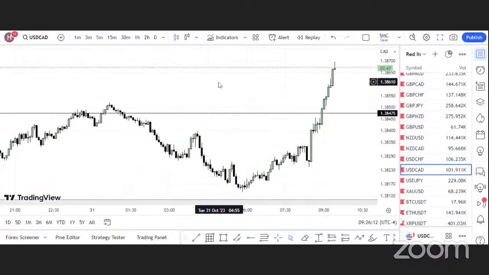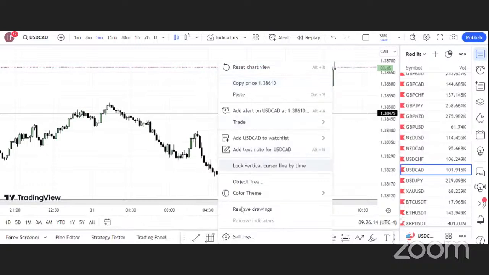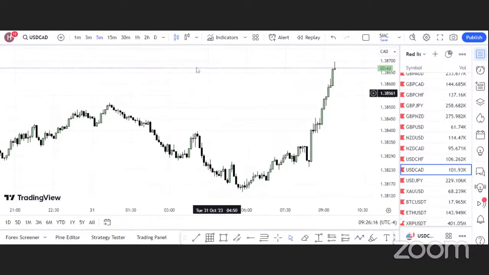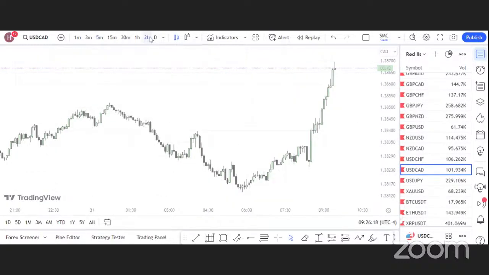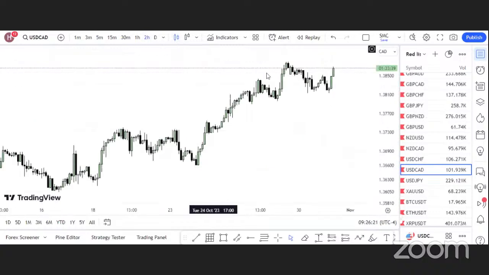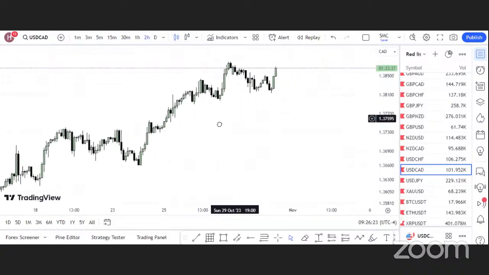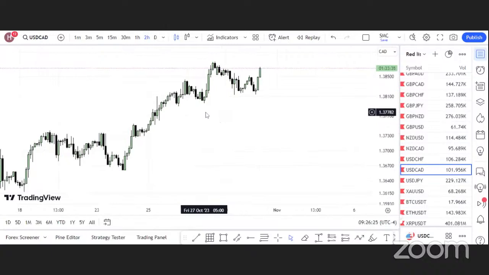Let's check USD CAD out. Let's see what the market is doing. Here we have USD CAD, and the market has been buying to the upside.